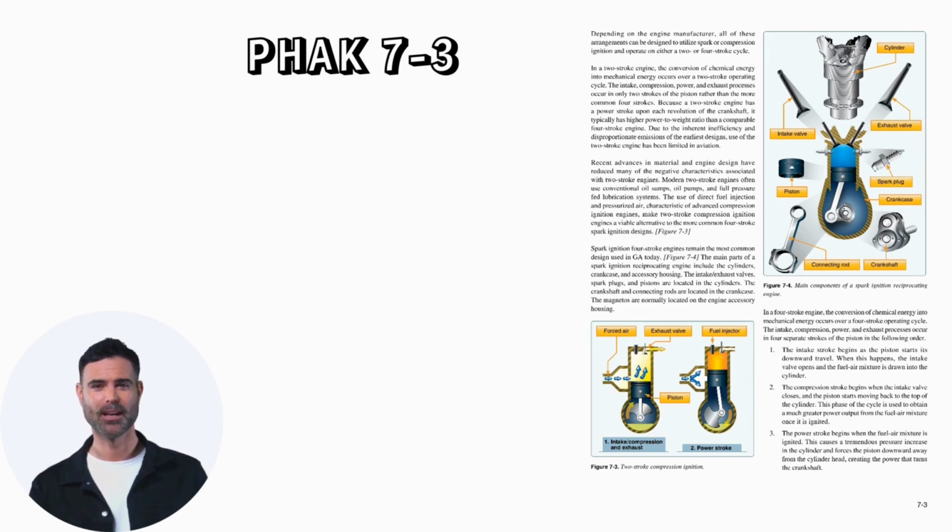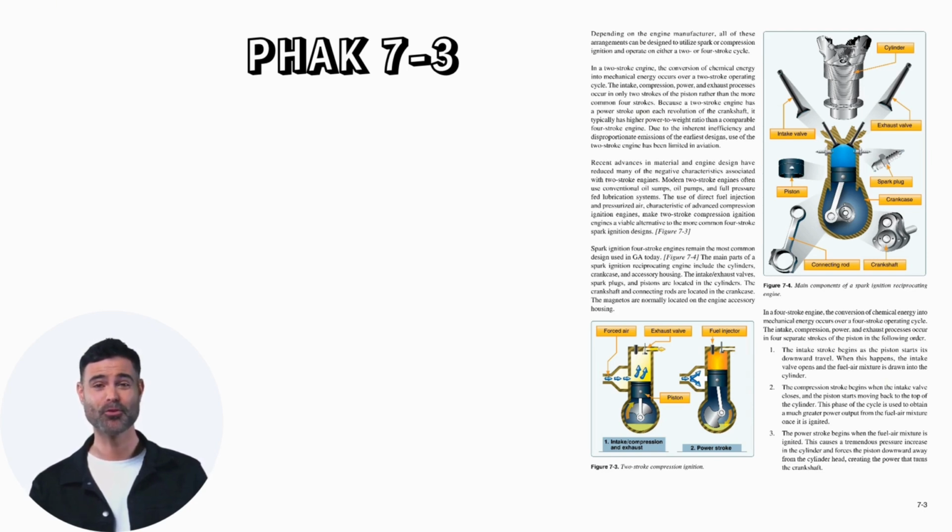Due to the inherent inefficiency and disproportionate emissions of the earliest designs, use of the two-stroke engine has been limited in aviation. Recent advances in material and engine design have reduced many of the negative characteristics associated with two-stroke engines. Modern two-stroke engines often use conventional oil sumps, oil pumps, and full pressure-fed lubrication systems.